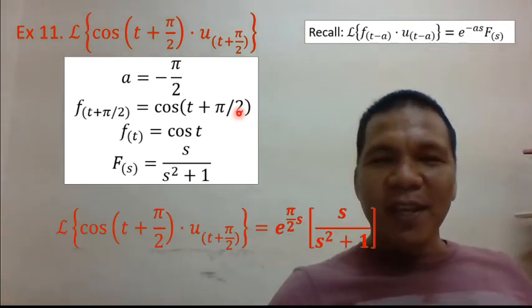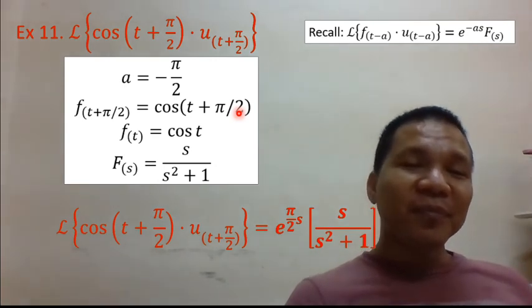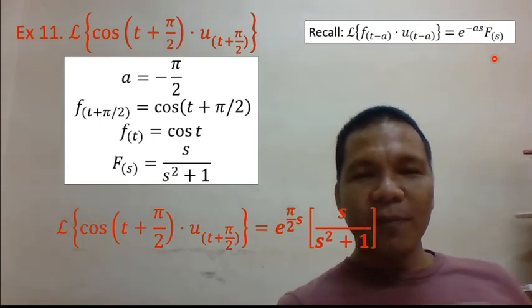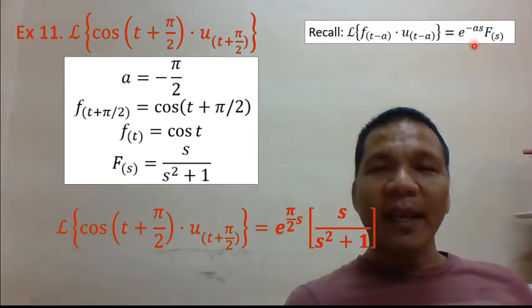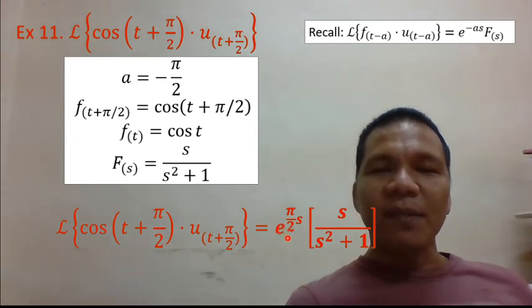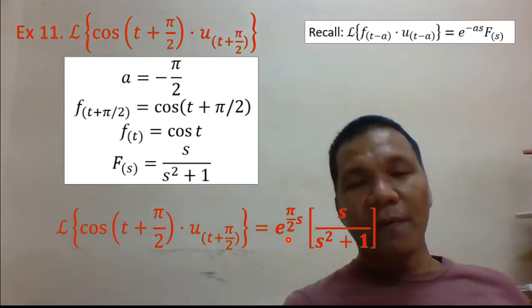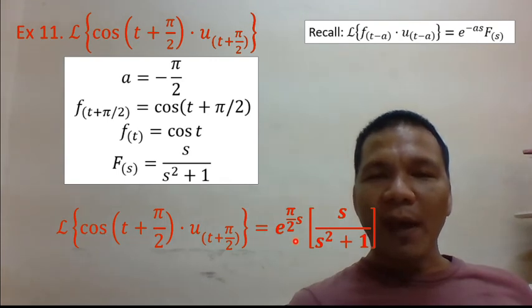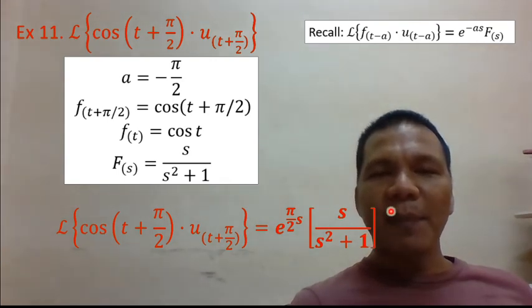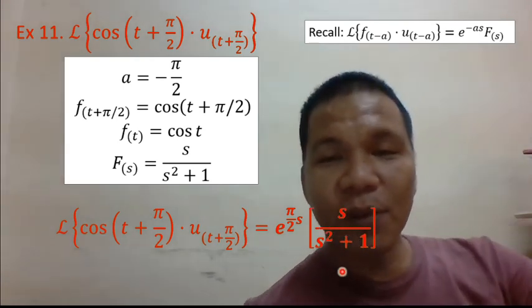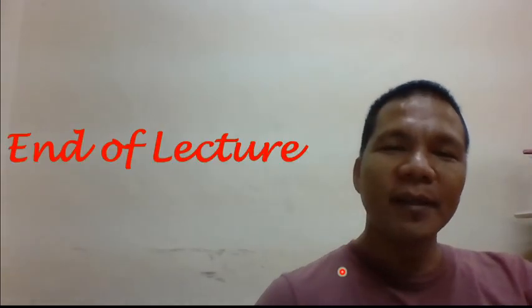Now, to simplify things, you need to plug that answer into your formula. Take note, this is e raised to minus as. Since a is negative, multiplied by negative, the result would be positive. Therefore, e is now raised to pi over 2 times s, multiplied by the Laplace transform of your function of t, which is s all over s squared plus 1.